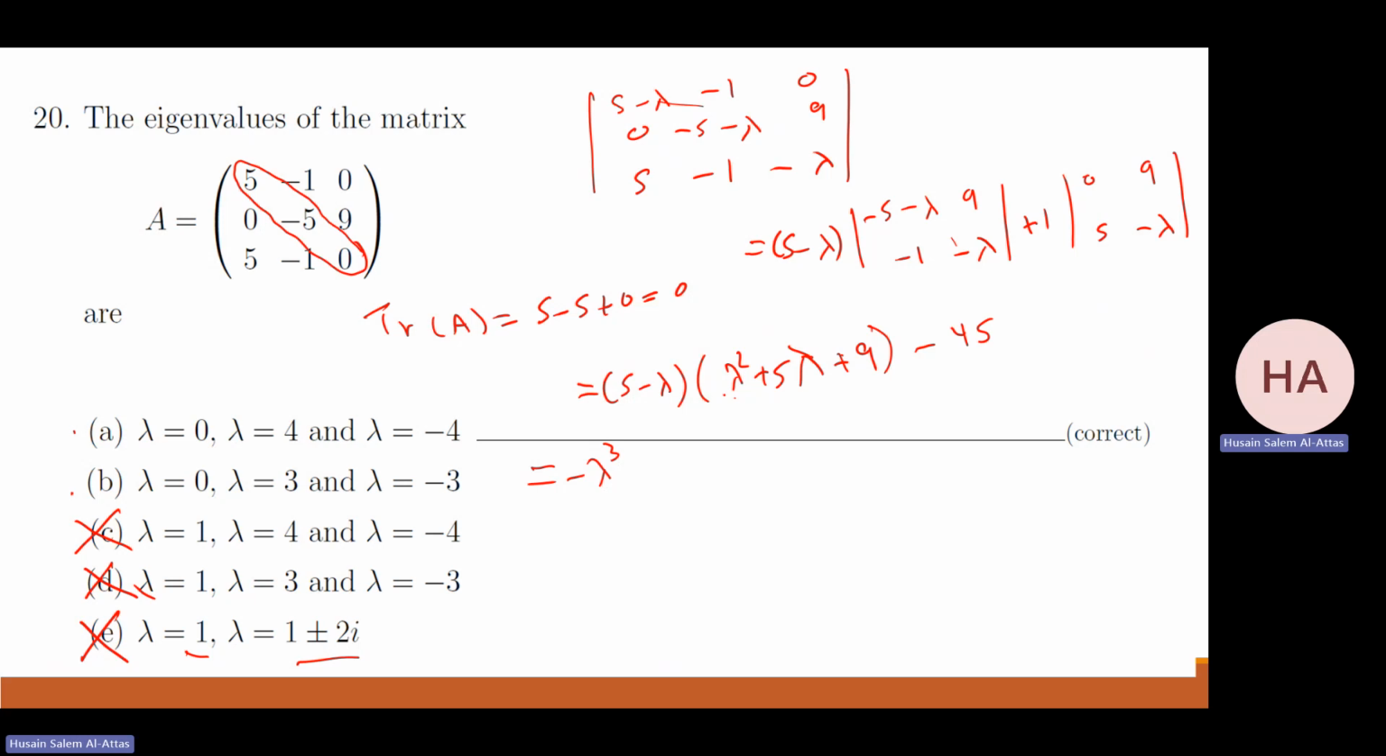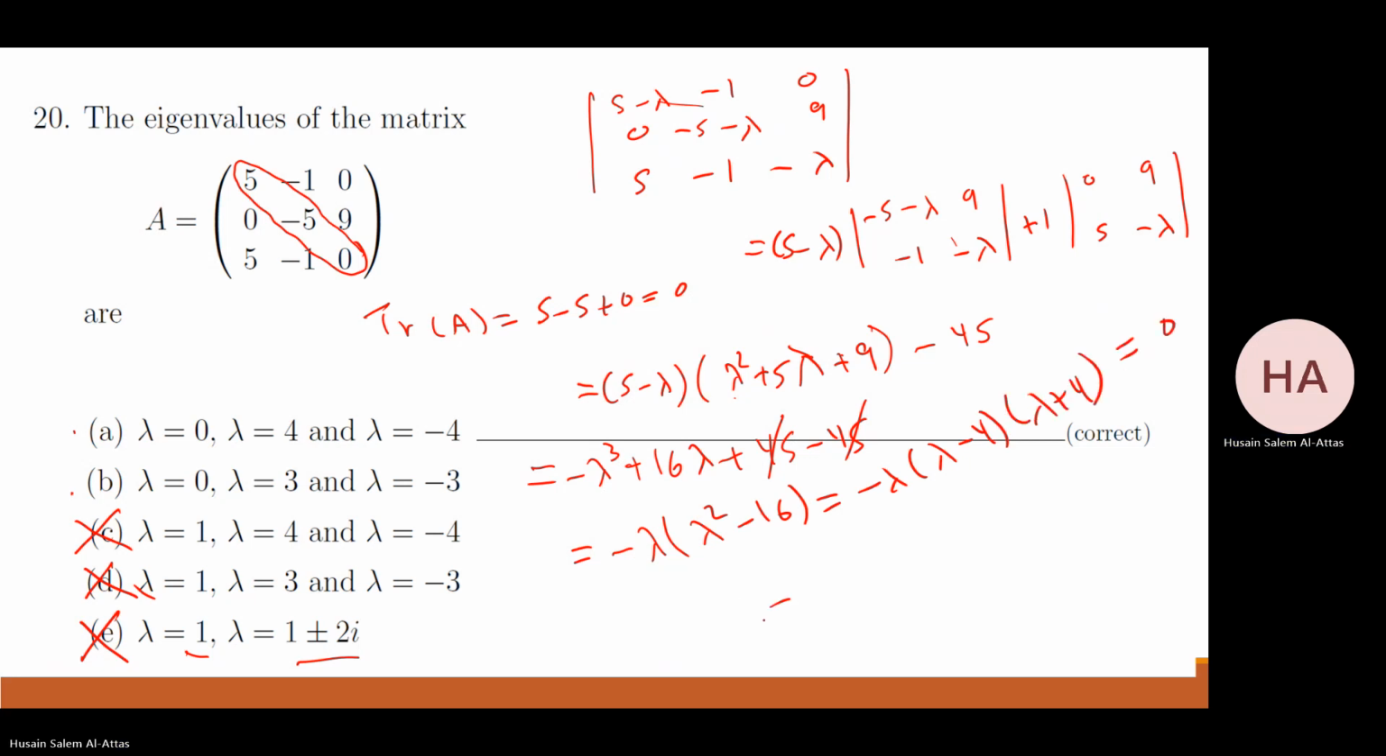This is minus lambda cubed, 5 lambda square, minus 5 lambda square. This is gone. I have minus lambda times 9. This is minus 9 plus 25. That was plus 16 lambda. Okay. And I have 45 minus 45. So let me take the minus, this is cancelled. So take minus lambda common factor. I have lambda square minus 16, lambda minus 4, lambda plus 4 equals 0. So lambda is 0, 4, minus 4, which is this one.